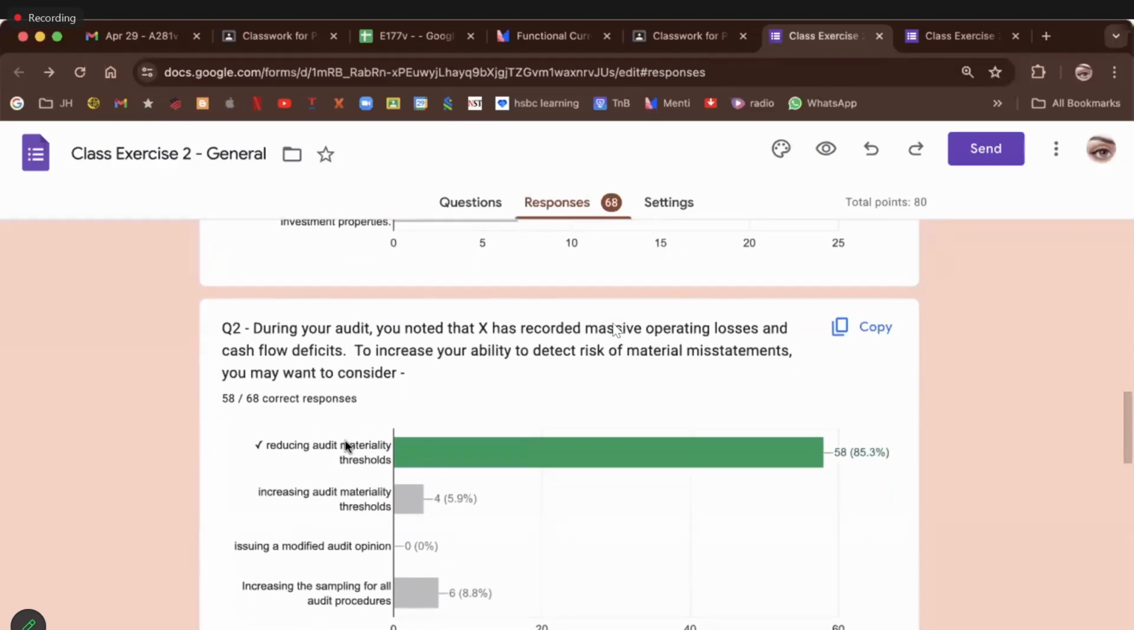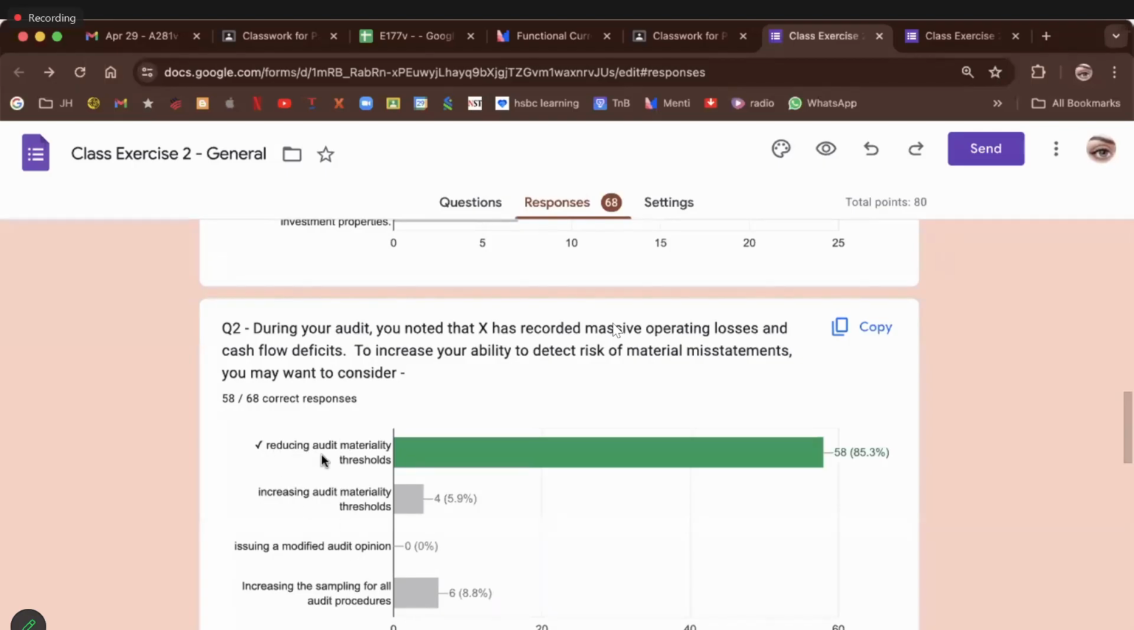During your audit, you noted that X has recorded massive operating losses and cash flow deficit. To increase your ability to detect risk of material misstatement, you may want to consider... So when we talk about massive operating losses and cash flow deficit, this is considered as high audit risk. There's many things that you can do, but it's limited to the choices that we have here.